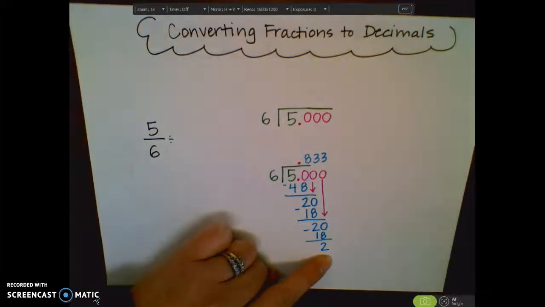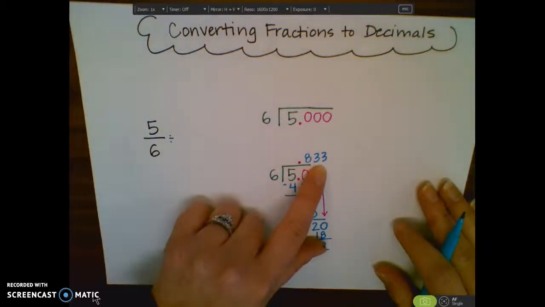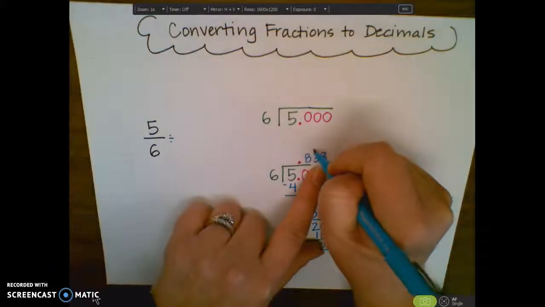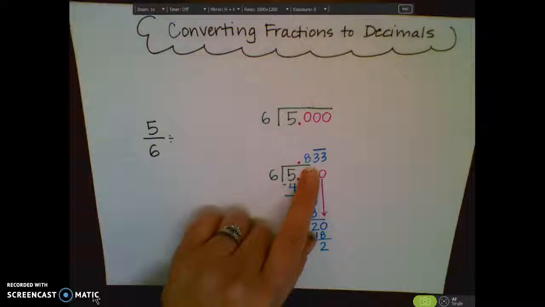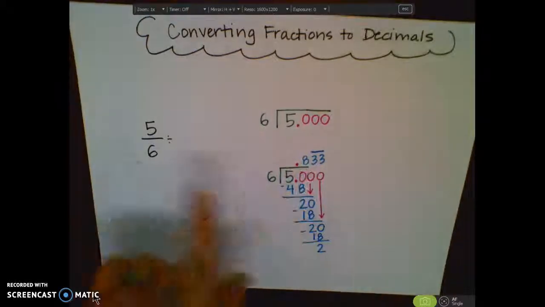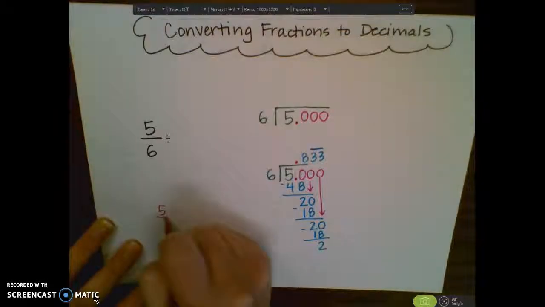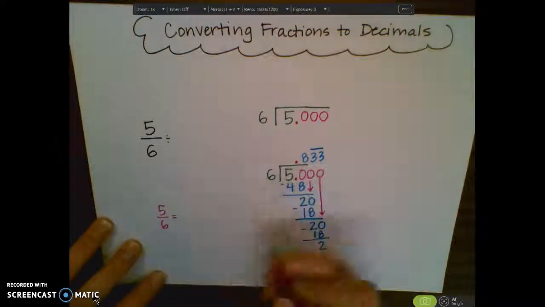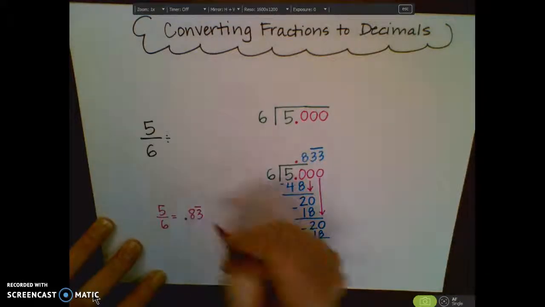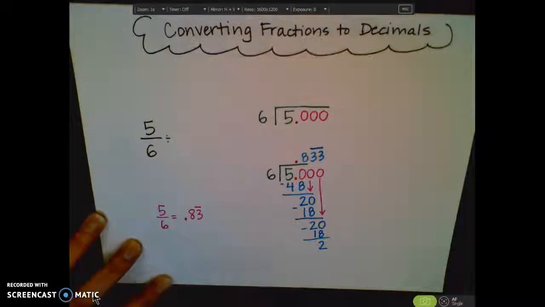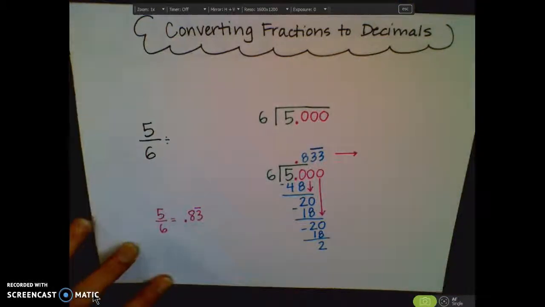Okay? So we have that repeating decimal, but I have enough to show an answer. Okay? So I know that my 3's are going to keep repeating. And so now I have my equivalent decimal for 5/6. So that means 5/6, its decimal is 0.83 repeating.